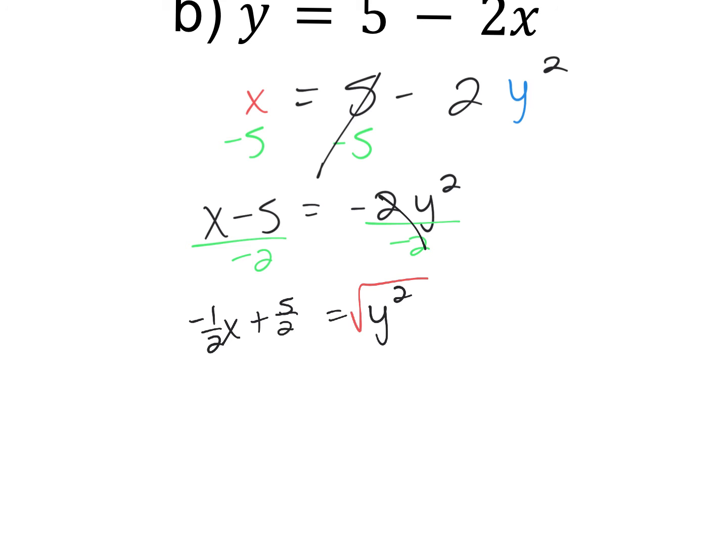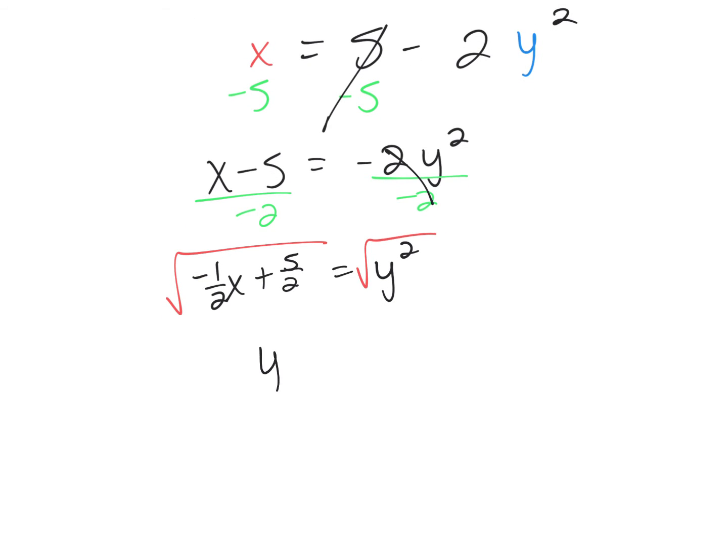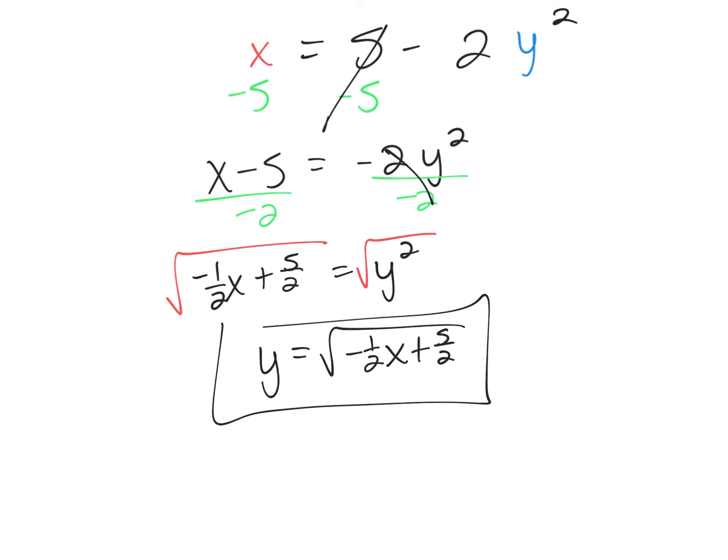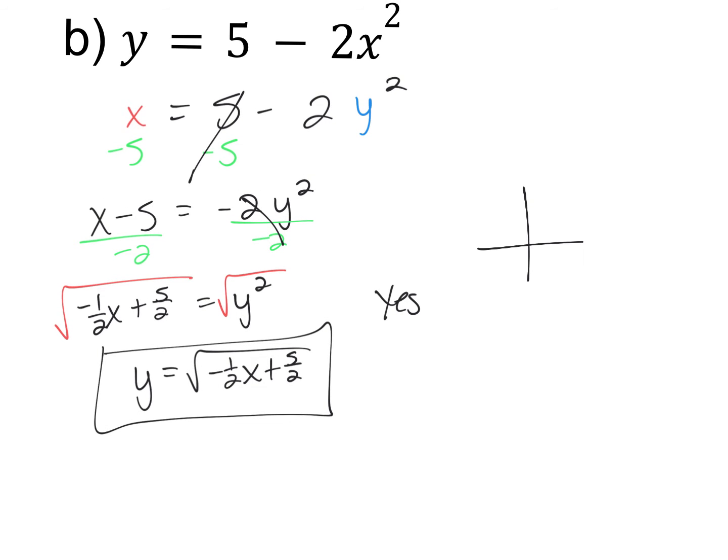Okay, now we need to square root it to get that y by itself. So square root it. So we have y equals the square root of negative 1/2 x plus 5 over 2. Okay, is this a function? Yes, it is. This is just a square root problem, and you know that square root problems, they are going to look something like this, right? Is this a function? Yeah. I know this negative may be tripping you guys up in here, right there. Don't let it bother you. It is perfectly okay.